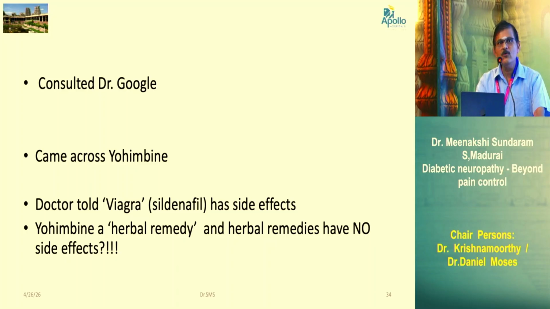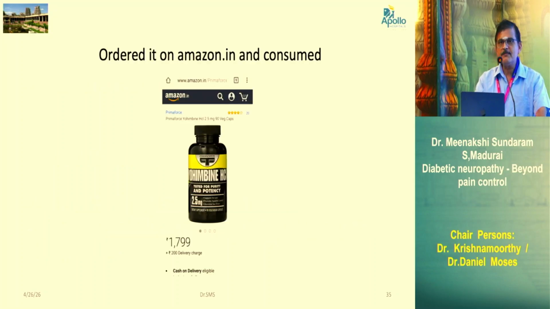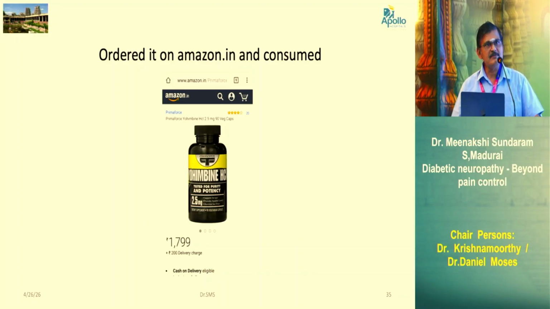So he consulted Dr. Google. This was the day before ChatGPT came to us. Now it is Dr. ChatGPT, but before that, Dr. Google said Yohimbine is a medication which has been used for erectile dysfunction. We know that Viagra has side effects because we are practicing it, but herbal remedies, they don't have any side effects. That's one of the dictums we always come across in practice. There's no side effects. So this patient ordered it on Amazon and took this medication.